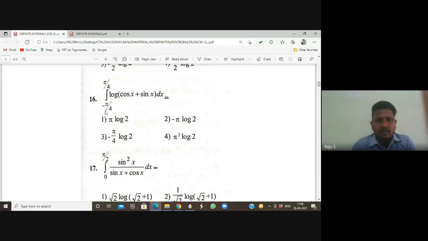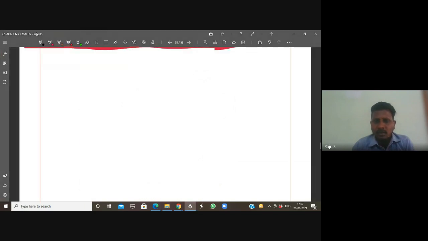See here, whenever the limits are the same and of opposite sign, we have to check whether the given function is an even function or an odd function. But the thing is, here a log will be there. Log will be there. We cannot find it that way.